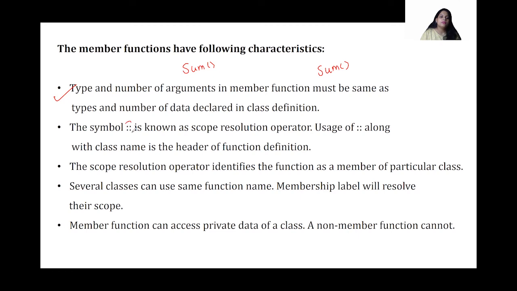The symbol, this one, is known as the scope resolution operator. Usage of this along with the class name is the header of the function definition. Okay, so these are all the characteristics of defining the function outside the class definition, right? Now the scope resolution operator identifies the function as a member of a particular class. Several classes can use the same function name. Membership label will resolve their scope. What they mean is, now let me give an example for this. Suppose I have class A and it has a member function sum. Okay, let me give the same example.